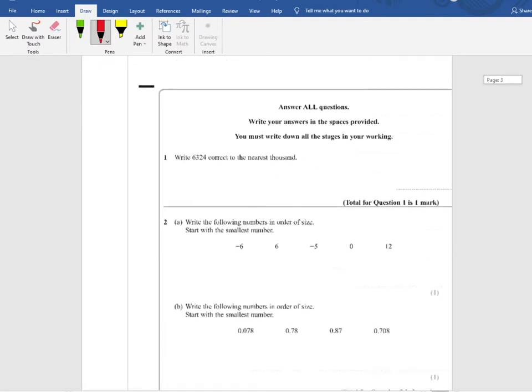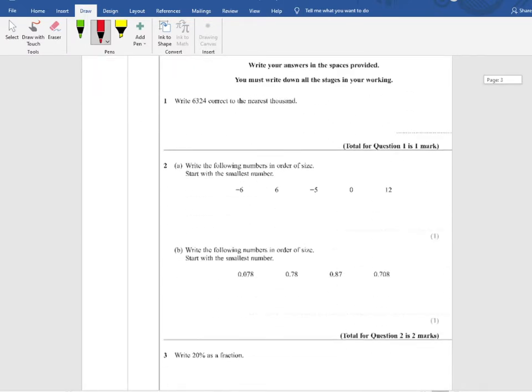I'm back on Word now because the Microsoft OneNote or whatever it is just rubbish. They've updated things, it doesn't work.